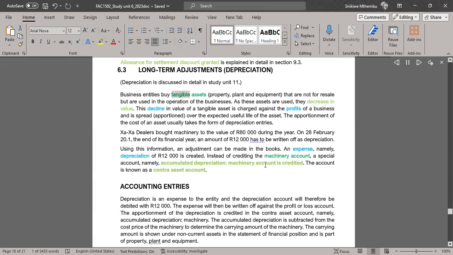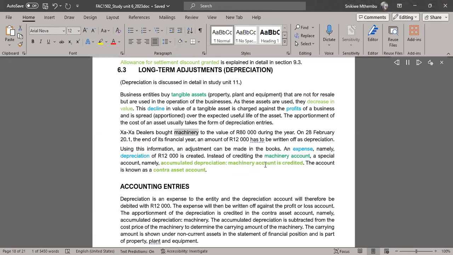Business entities buy tangible assets, property, plant and equipment, that are not for resale but are used in the operation of the businesses. As these assets are used, they decrease in value. This decline in value of a tangible asset is charged against the profits of a business and is spread, apportioned, over the expected useful life of the asset. The apportionment of the cost of an asset usually takes the form of depreciation entries.